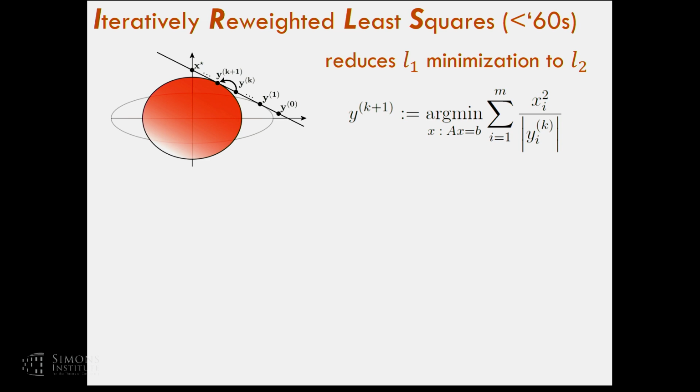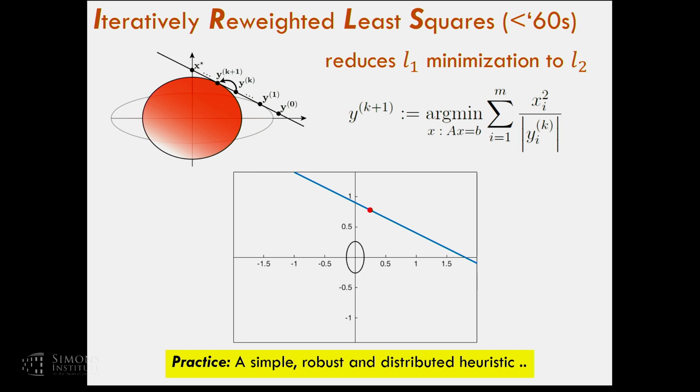But that's a guiding heuristic. I think the main thing to note about this algorithm is it's really simple. It has really a 2-line MATLAB code, and here is a rendering of it, which you can see how it actually computes the solution. So at every point, it just grows this L2 ball or an ellipsoid until it hits the space, and that's the new point. So it's a simple, robust, and distributed heuristic.